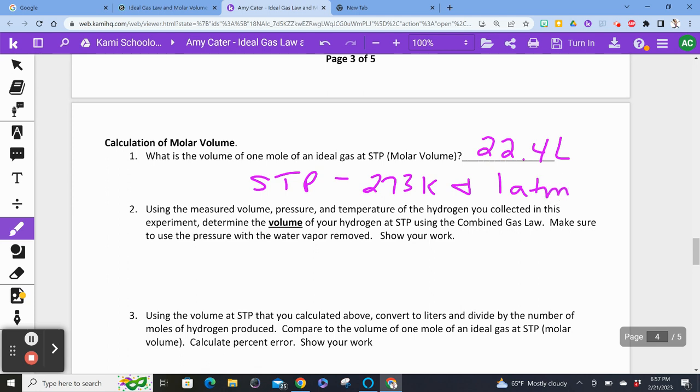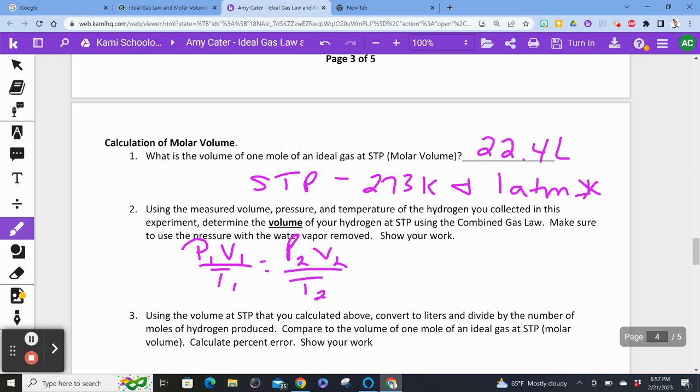Okay, so then it says using the measure of volume, pressure, and temperature of the hydrogen you collected in this experiment, determine the volume of your hydrogen at standard temperature and pressure. So what if we changed from the conditions that we had in the lab today to these conditions? Okay, so we're going to use the combined gas law for that. So we have P1 V1 over T1 equals P2 V2 over T2.